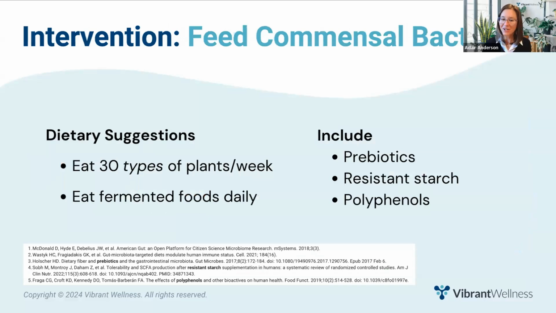So, what is the intervention if you find low diversity indices, low short-chain fatty acids, and low short-chain fatty acid-producing bacteria on your patient's stool test? Well, feed the bacteria you want to see more of, specifically aiming for 30 types of plants per week, eating fermented foods daily, and including prebiotics, resistant starches, and polyphenols.